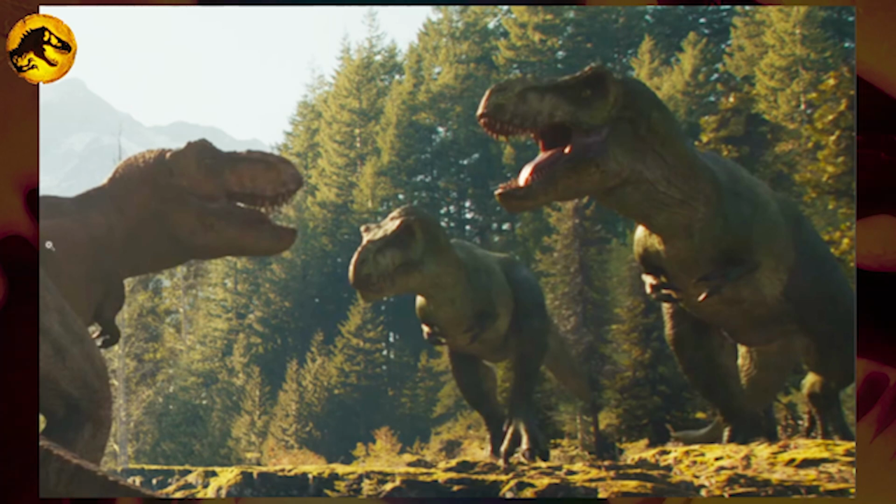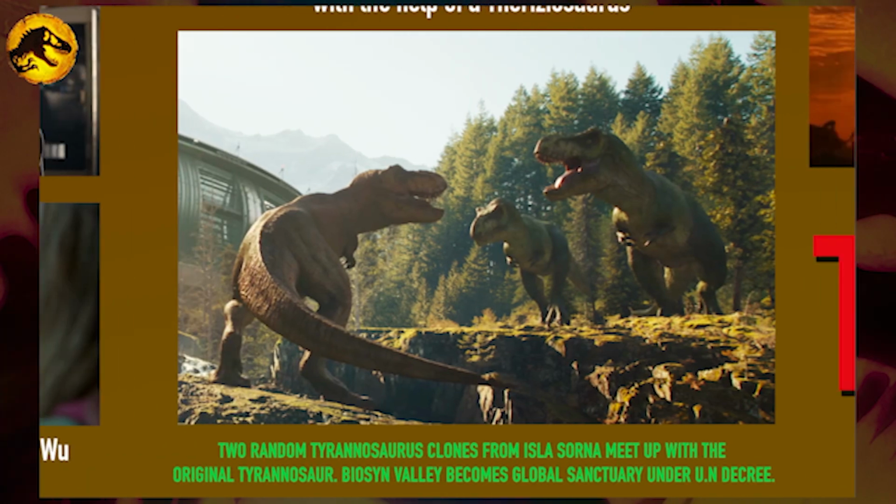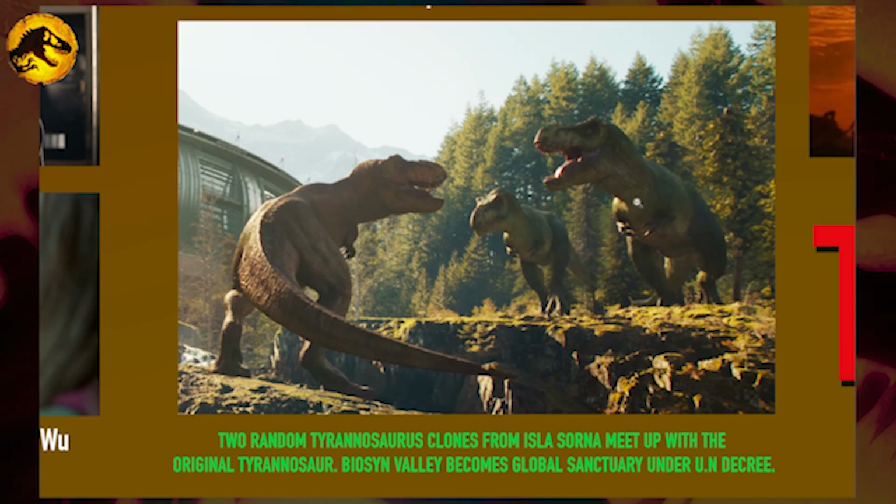So they're clones. In my view, they're just random T-Rex clones taken from Isla Sorna, because we did write in the Indian asset that there were 7 T-Rexes originally cloned on Sorna, and we don't know how many have bred and grown over time. But when Biosyn took them from Isla Sorna, these 2 T-Rexes were 2 random ones, and they meet up with the original T-Rex from the first film. So there we go. I think that is my entire headcanon.